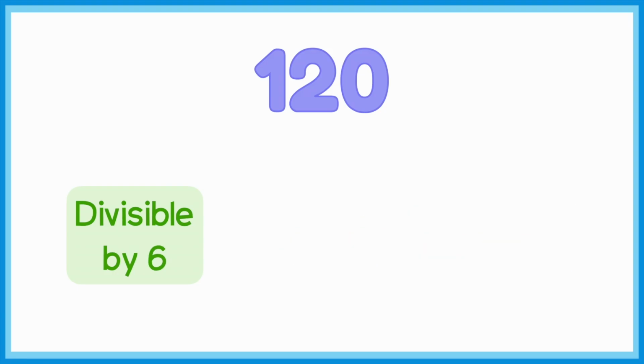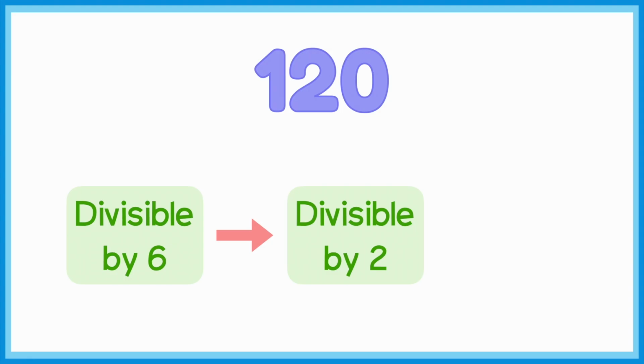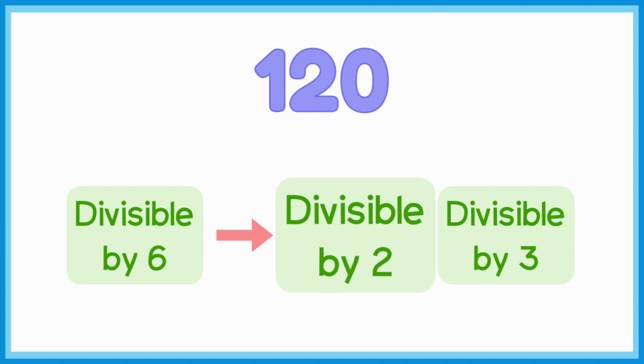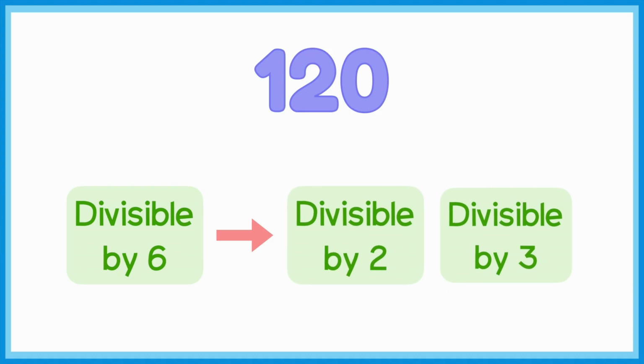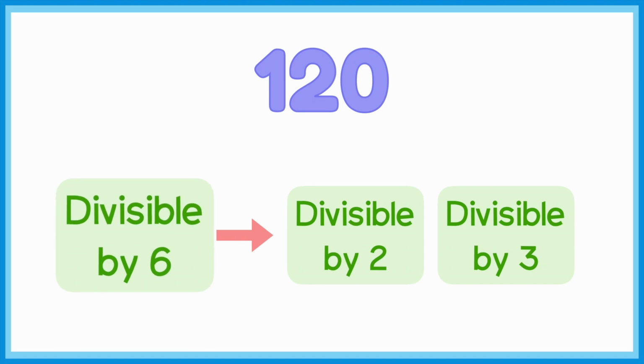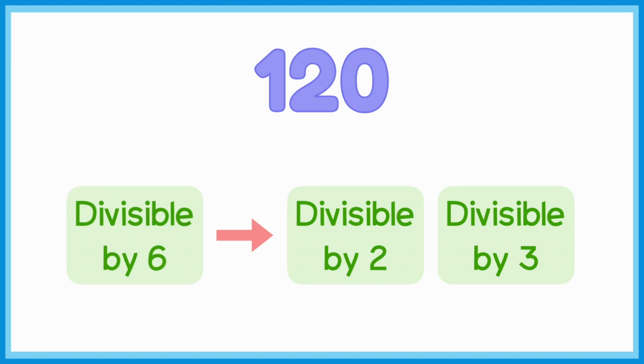Next, a number is divisible by 6 when it is divisible by both 2 and 3. You can remember this if you notice that 2 and 3 are factors of 6. We already know that 120 is divisible by both 2 and 3, so this means it is also divisible by 6. It is important to remember that if a number is only divisible by 2 or only divisible by 3, then it cannot be divisible by 6. It must be divisible by both numbers for the rule to be true.